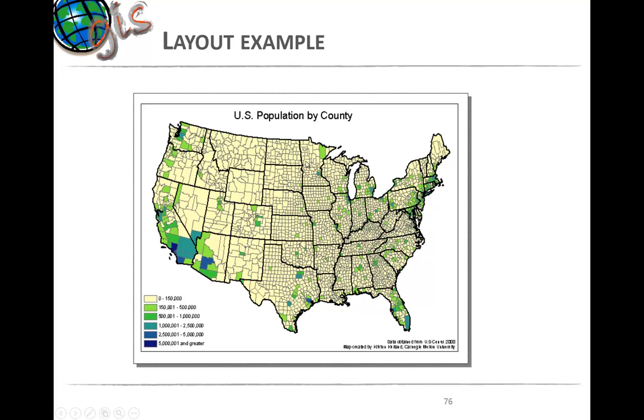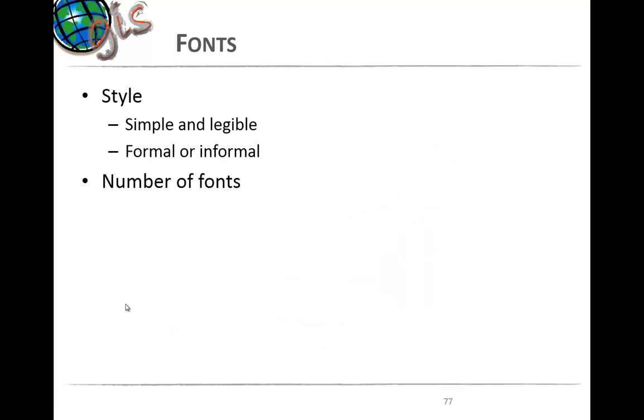Now, most of what happens in this class should be considered formal, so don't use silly fonts and cursive, don't use crazy fonts, just use standard, clean, simple, legible fonts. Keep the number of fonts to the minimum. Don't use 10 different fonts to label. Use one font to label your features, one font for your title of the map, one font for your legend. Just keep it simple. Maybe 2, at most 3, I would say.